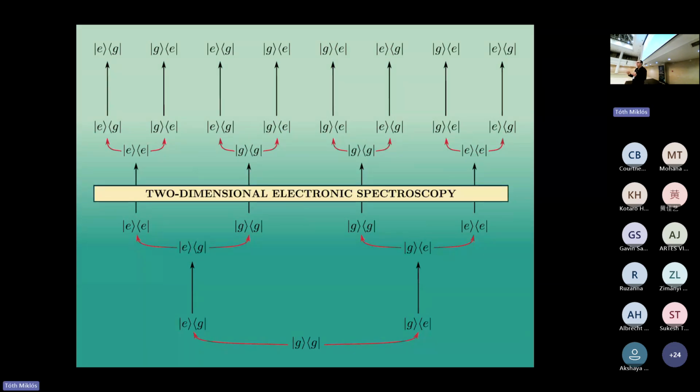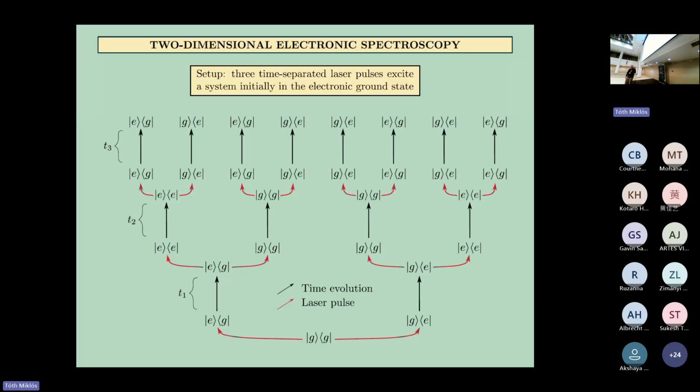Lastly, I want to give some details about two-dimensional spectroscopy. Two-dimensional spectroscopy is the figure of merit that experimentally has been used to probe electronical dynamics in these complexes. The setup is, we have a system initially prepared in the electronical ground state, and then we send three time-separated laser pulses. These laser pulses create a lot of dynamics in the system. For example, the first laser pulse can create optical coherences. This is the electronical ground state. This is the electronically excited state.